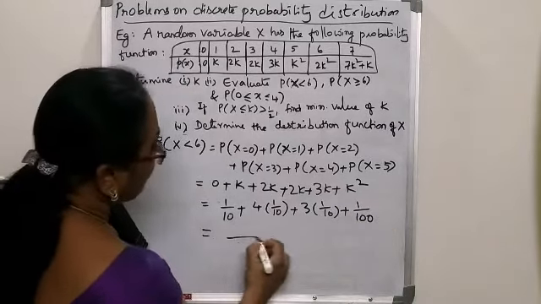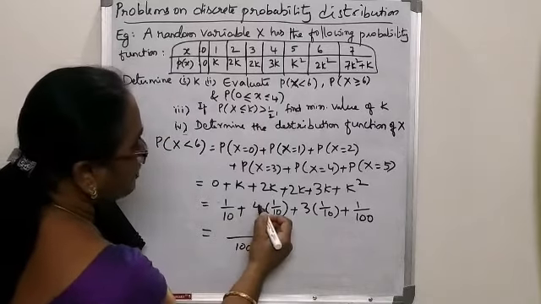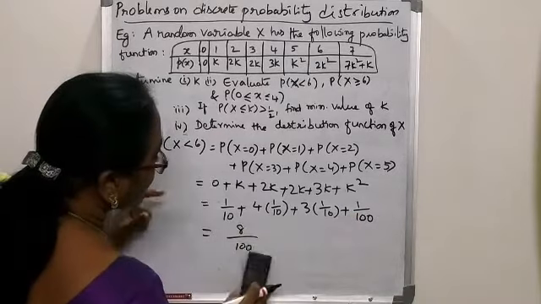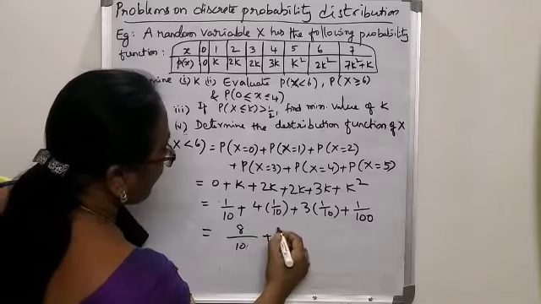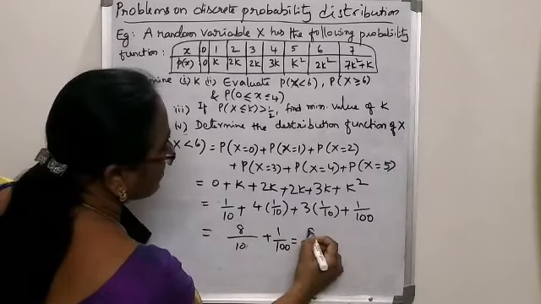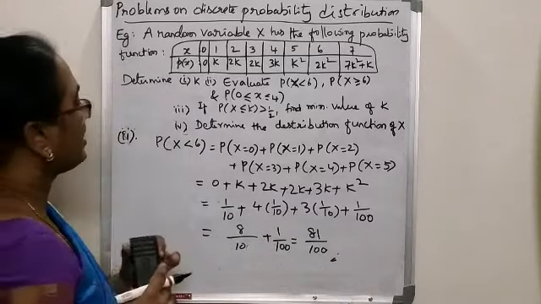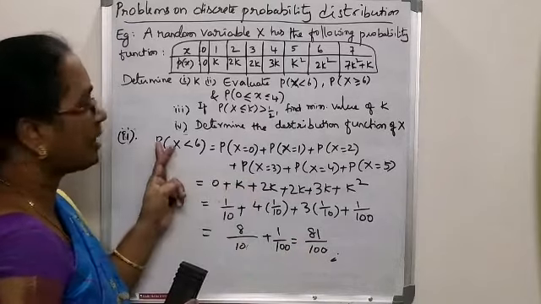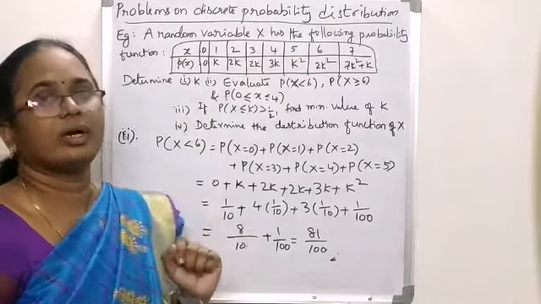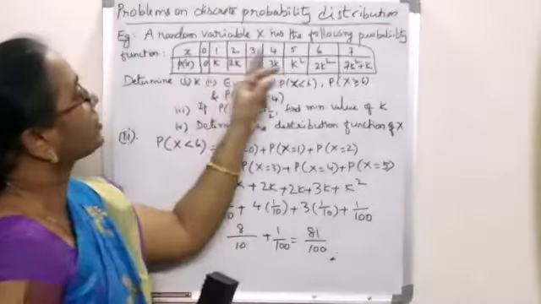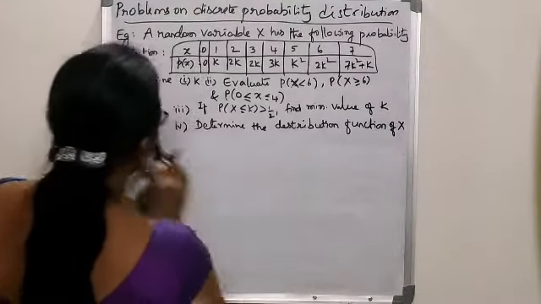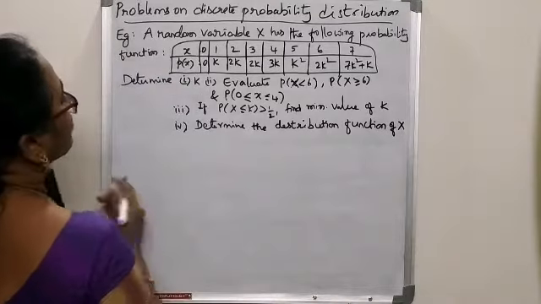Now when 100 is common, we have 1 plus 4, 5 plus 3, it is 8, it is 8 by 10, plus 1 by 100. The LCM is 100, so 8 tens are 80 plus 1 is 81 by 100. This 81 by 100 is the probability that the random variable is less than 6, starting from x equal to 0 to x equal to 5. Similarly, we can determine all the remaining corresponding probability function values.